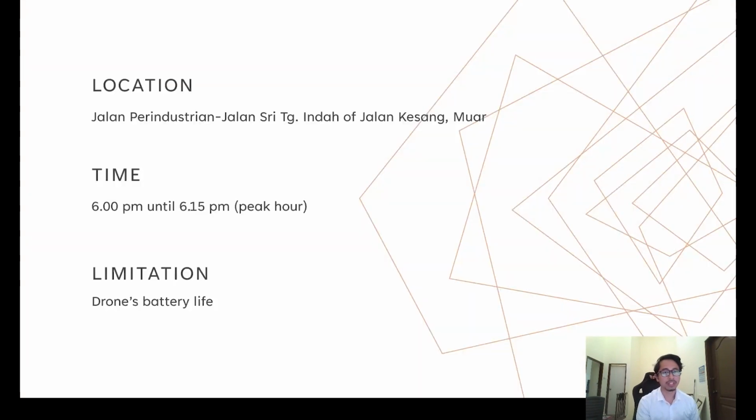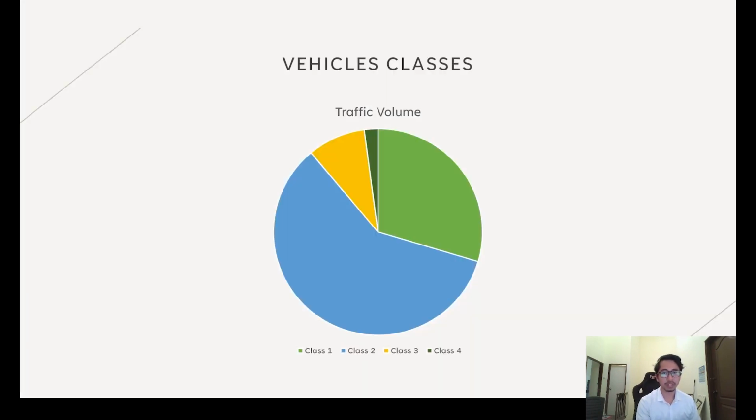So, the location we selected is Jalan Perindustrian to Jalan Sri Tanjung Indah, Jalan Kesang, Muar, Johor. The time allocated is from 6 p.m. until 6:15 p.m. during the peak hour. Due to the limitation that the drone cannot fly for a long period of time, we found that there are 4 vehicle classes at the intersection, which are 1, 2, 3, and 4.